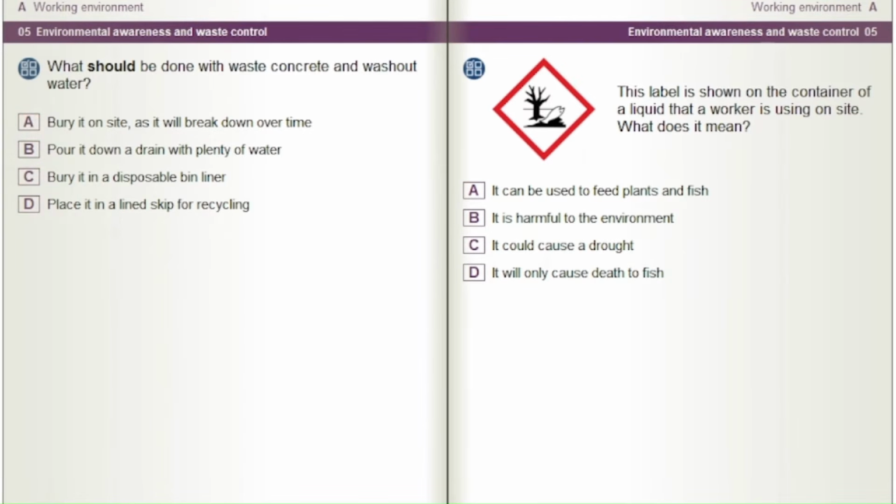This label is shown on the container of a liquid that a worker is using on site. What does it mean? It can be used to feed plants and fish. It is harmful to the environment. It could cause a drought. It will only cause death to fish.